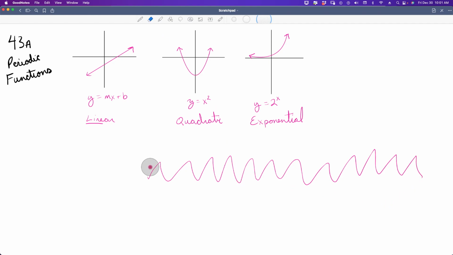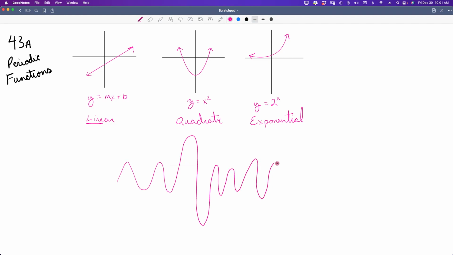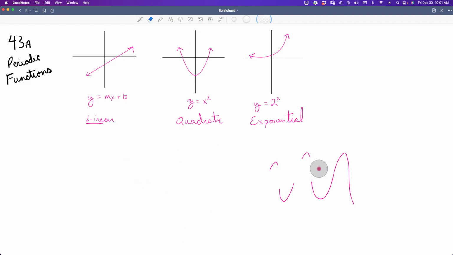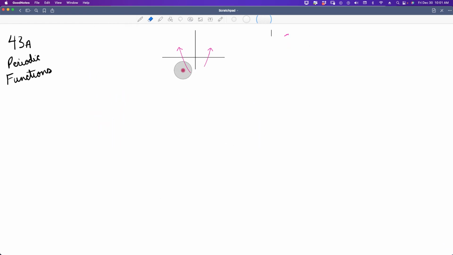Seismographic information, what do they call those things? I don't know what they call them, but it measures seismic activity, like how big that earthquake was, or how big the tremor was, those types of things. That is a periodic function. All right, so let's look at a periodic function. Let me put a picture of that up here.